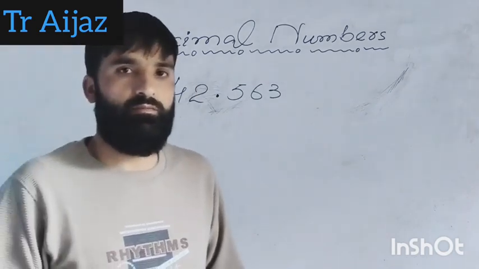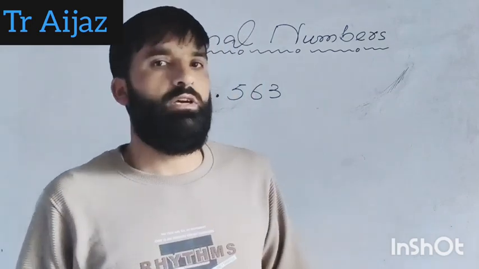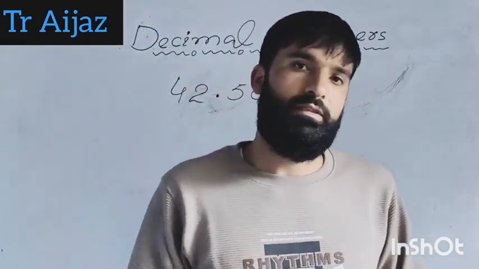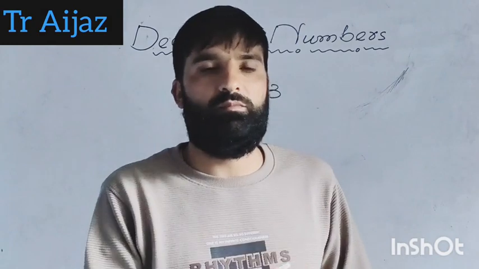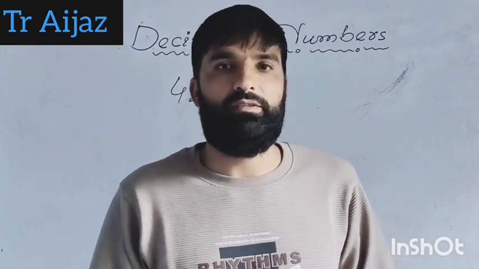So this is the first point. That is the definition of a decimal number, and it's very simple. Any number which involves this decimal point, we say this is a decimal number.